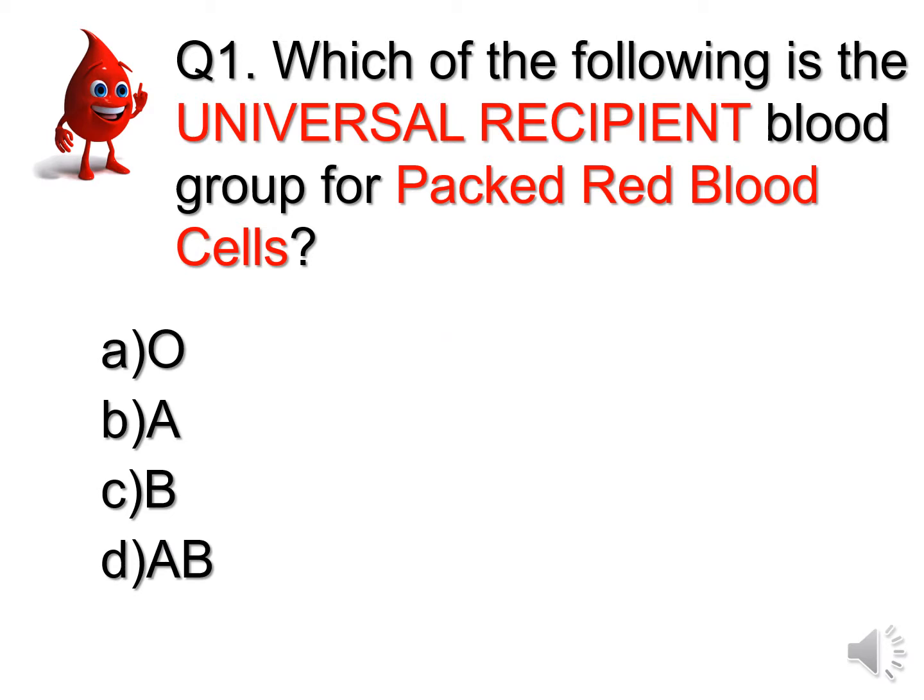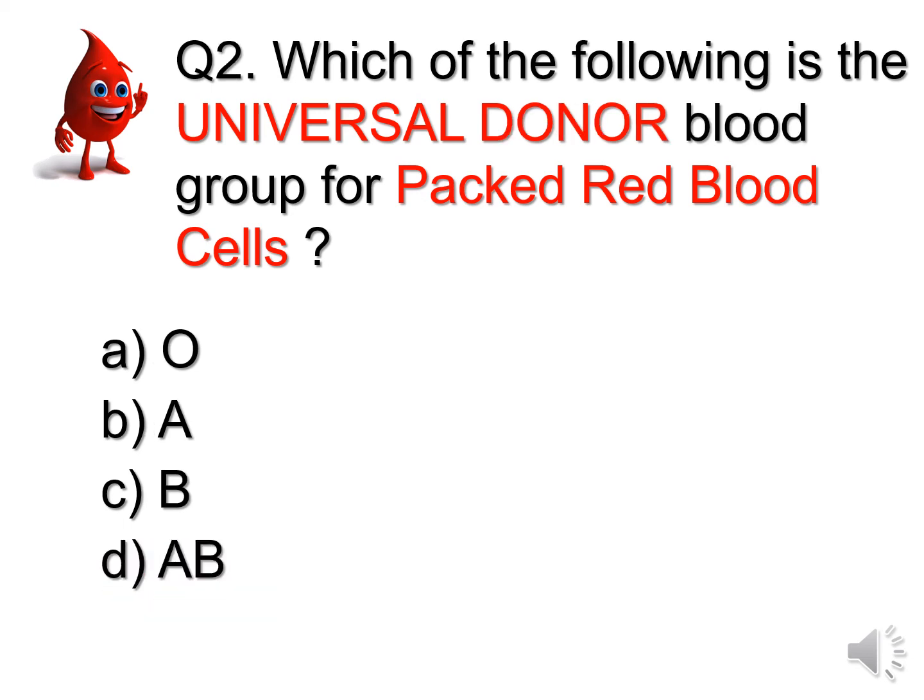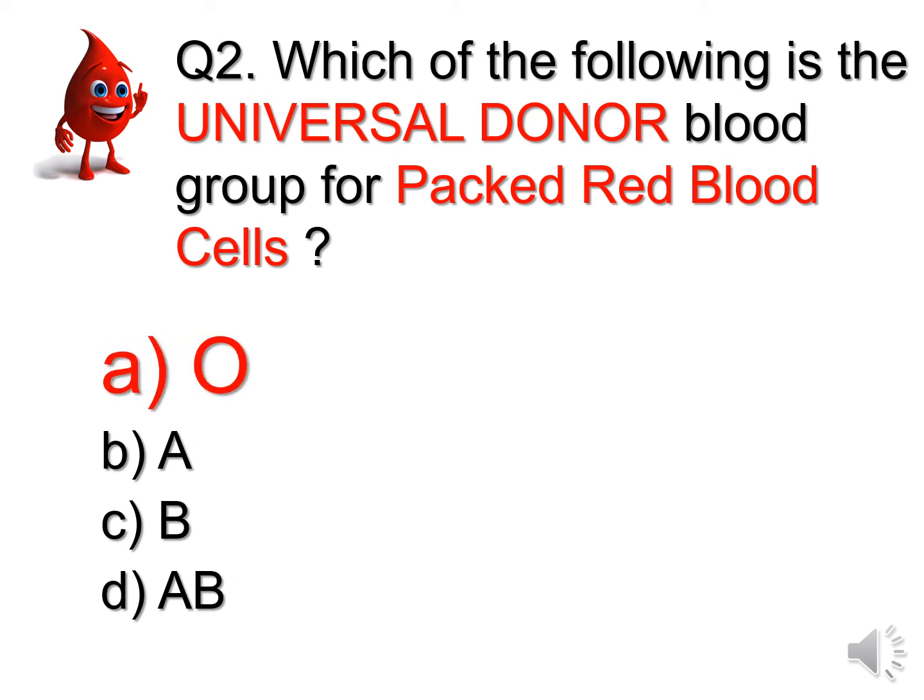Which of the following is the universal recipient blood group for packed red blood cells? O, A, B or AB? AB is the correct answer. Which of the following is the universal donor blood group for packed red blood cells? O, A, B or AB? It's O, the universal donor. O negative, the most universal donor.